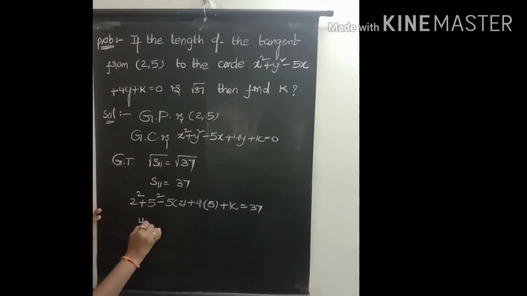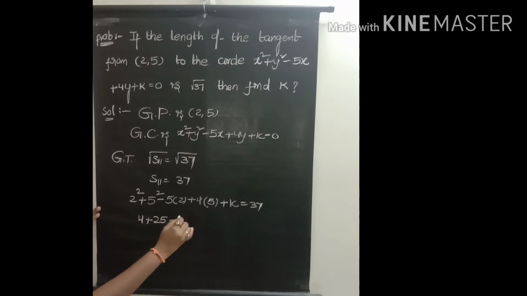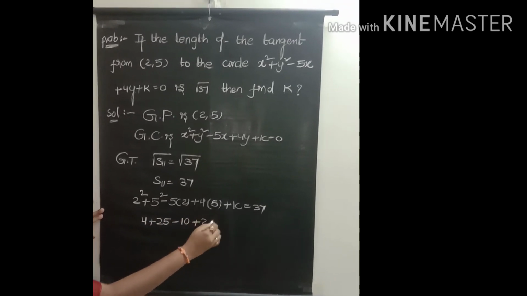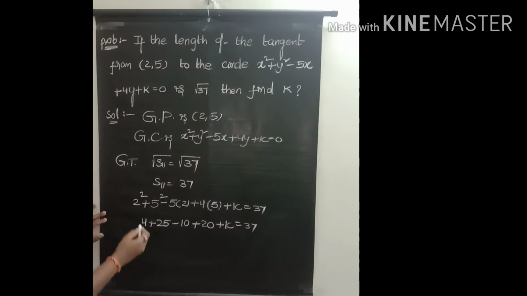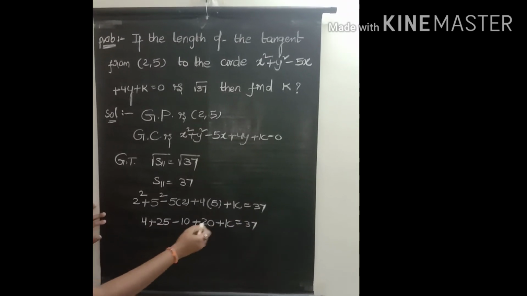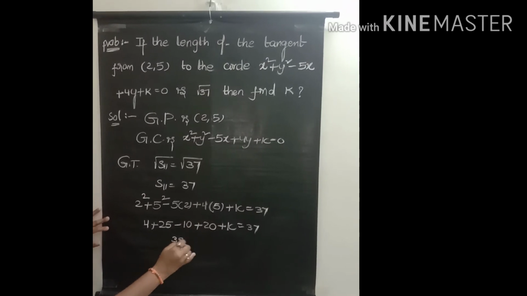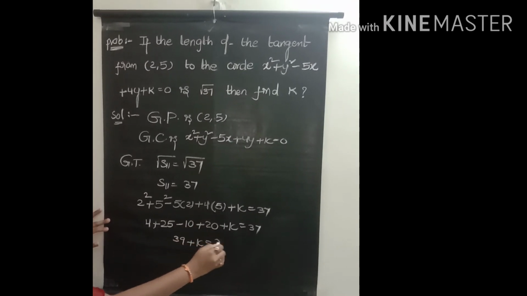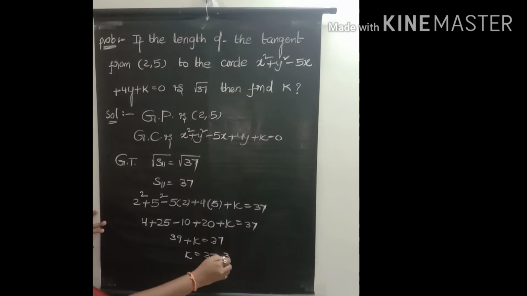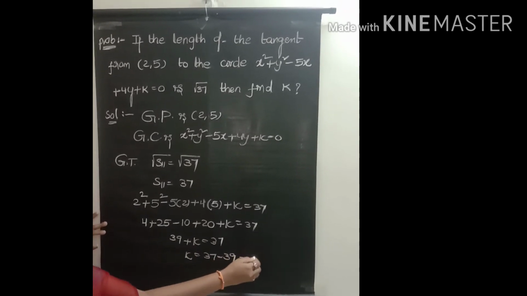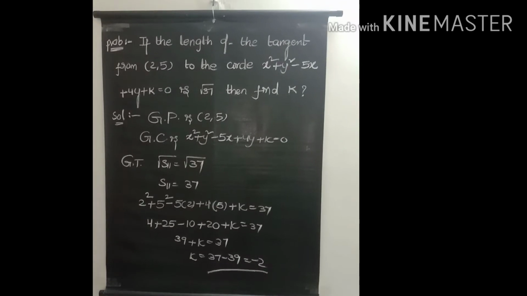That is 4 plus 25 minus 10 plus 20 plus k equals 37. 25 plus 29 plus 20, 49, 49 minus 10, 39. So 39 plus k equals 37. Then k equals 37 minus 39, which equals minus 2.